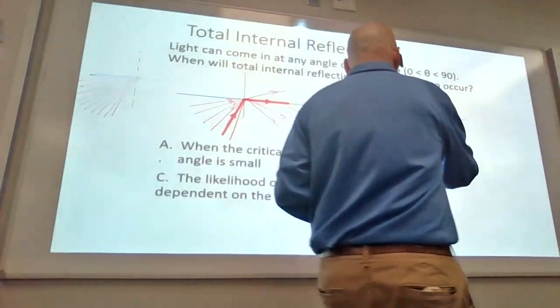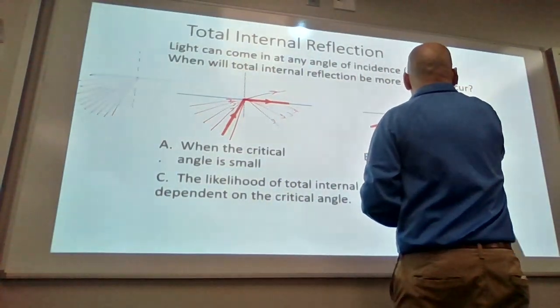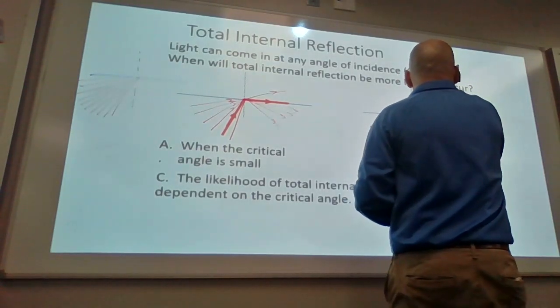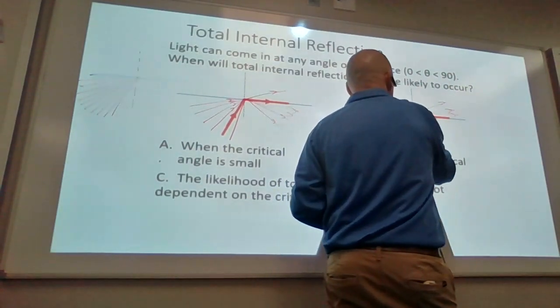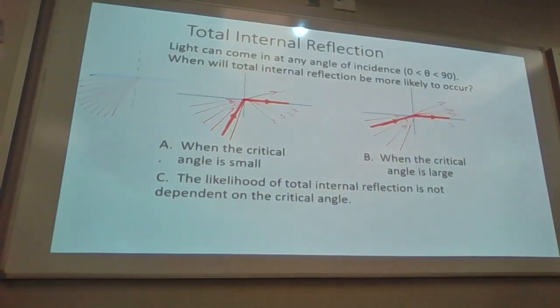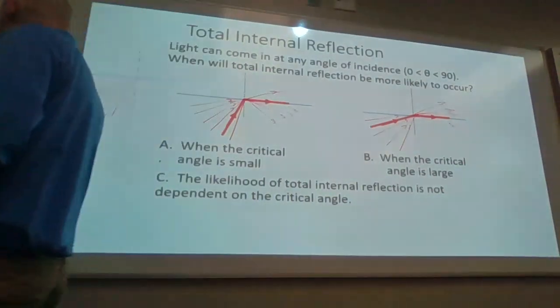Here, this ray gets out. This one gets out. This one gets out. This one goes parallel. This one totally internally reflects. Which one does total internal reflection occur more readily, happen more often, more likely to occur? A. Okay, so a small critical angle allows or causes total internal reflection to happen more often.